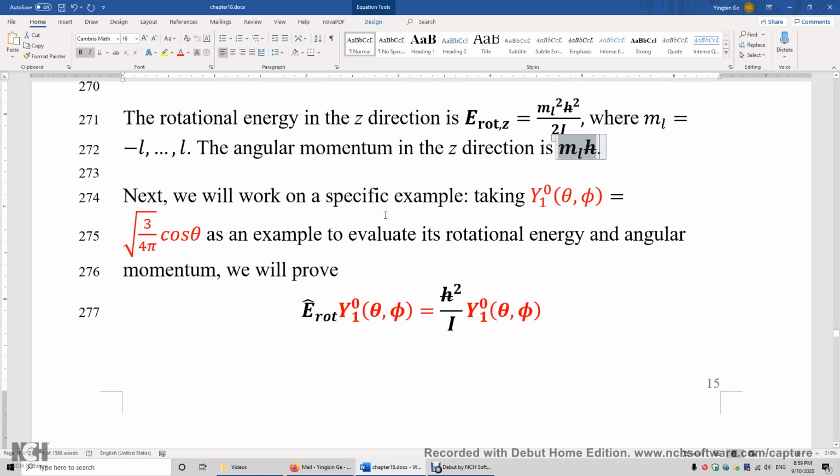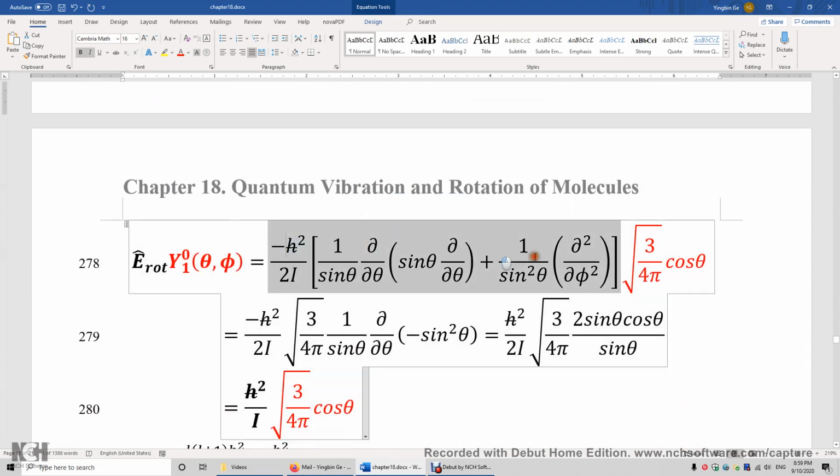Now let's look at one specific example. I'm giving you this eigenfunction, which is just cosine theta times a constant. This is just the normalization factor. This part is usually trivial. We'll just apply the Hamiltonian to this eigenfunction and see if we can get a constant multiplied by this function. Now the Hamiltonian is here. This is the Hamiltonian in the polar coordinates. We apply this Hamiltonian to the eigenfunction.